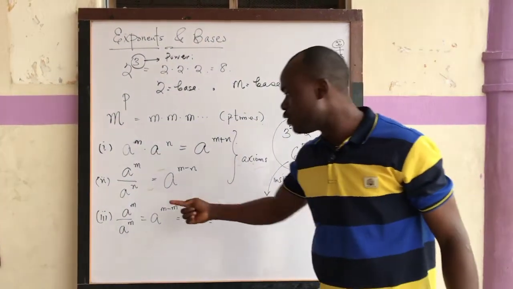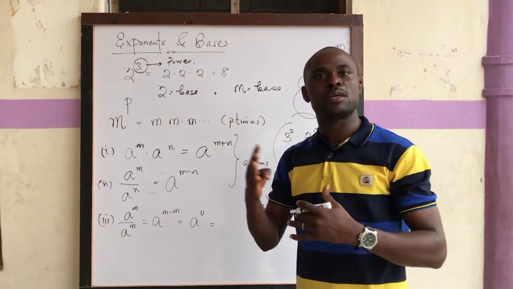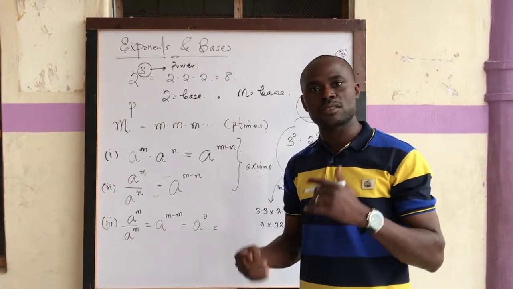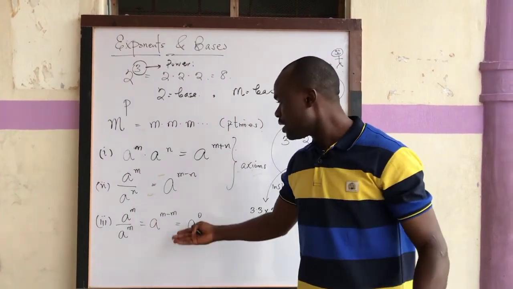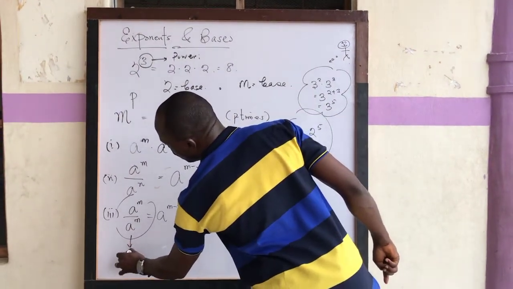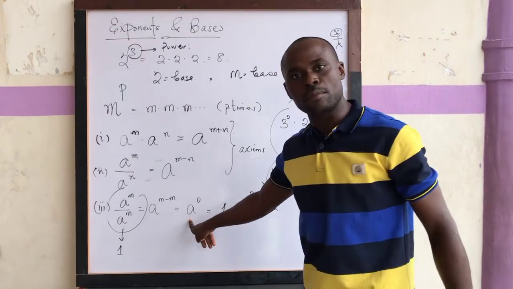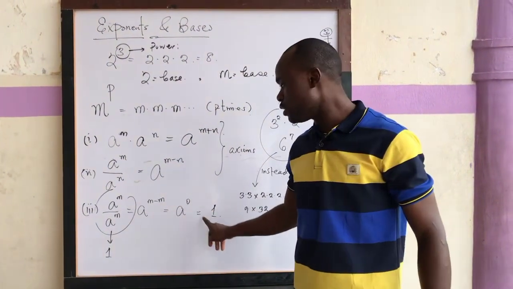In mathematics, if we are to divide two things that are equal, like 5 divided by 5, 20 divided by 20, 60 divided by 60, it gives us 1. So the same thing happens here. This is supposed to give us 1. So that also proves that this is going to be 1. So that is why any number raised to the power of 0 is equal to 1.